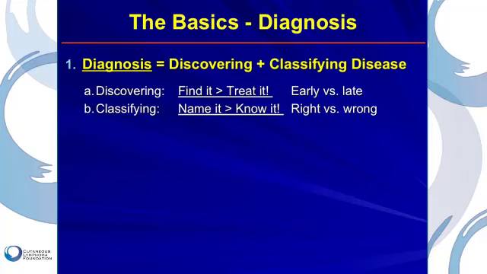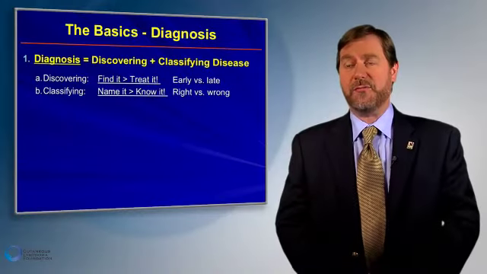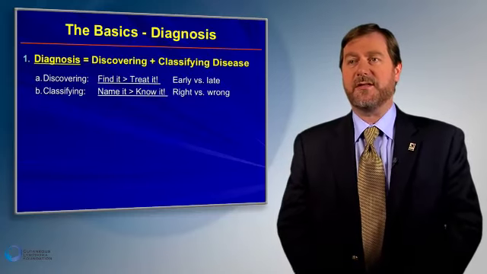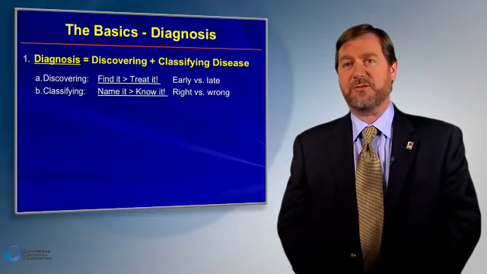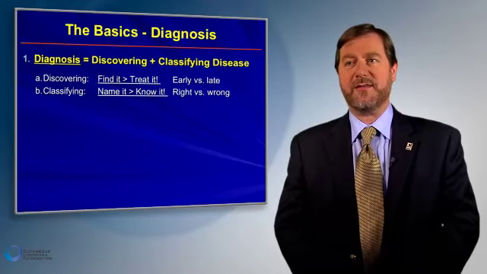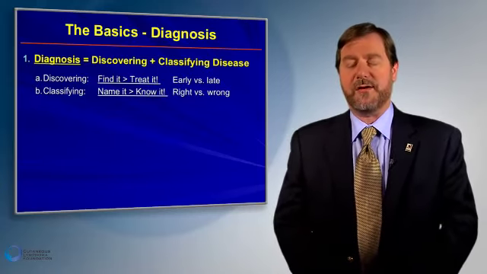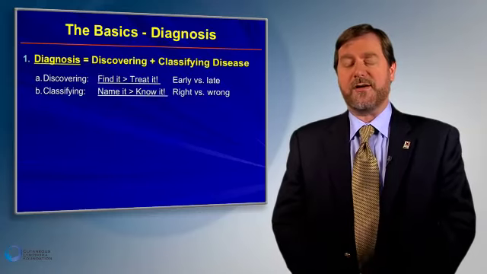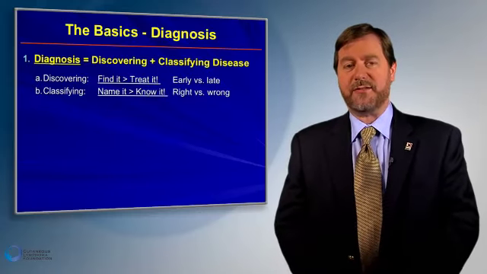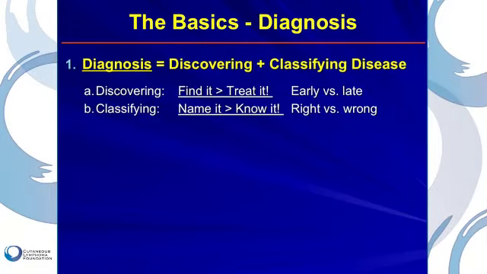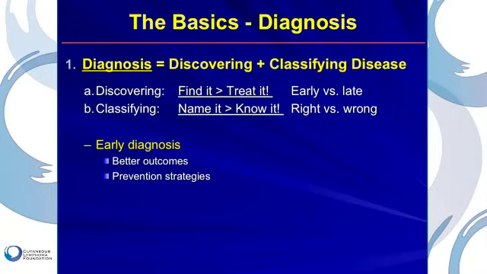There's an inherent conflict between discovering and classifying disease. It's better to discover it early as opposed to late, and classifying it, obviously you want to classify right versus classifying it wrong. Sometimes it may take time to actually have an exact classification of the disease. Early diagnosis means a better outcome and possibly prevention strategies.